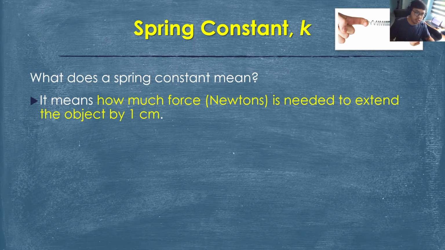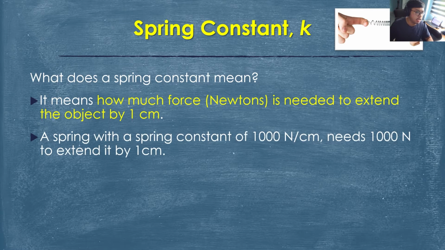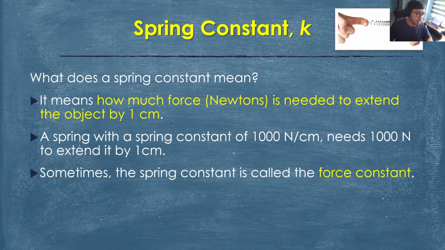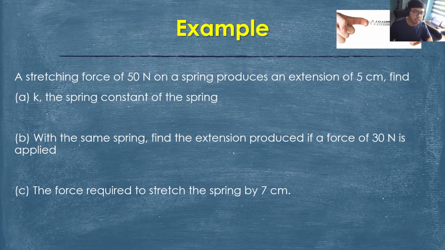So spring constant tells us how much force is needed to extend the object by a certain amount. In this case, it's usually by 1 centimeter. A spring with a spring constant of 100 newtons per centimeter needs 100 newtons to extend it by 1 cm. Sometimes the spring constant is called the force constant. So let's do an example question here and see how we can use the Hooke's law formula to calculate an extension or to calculate force on a spring.